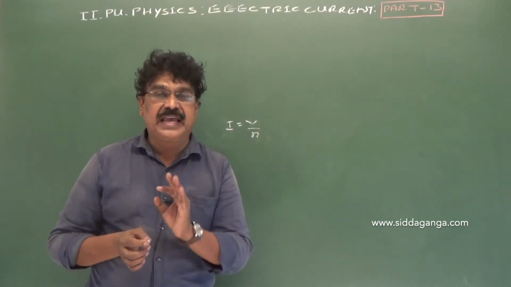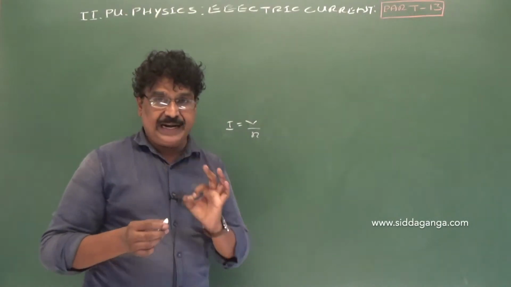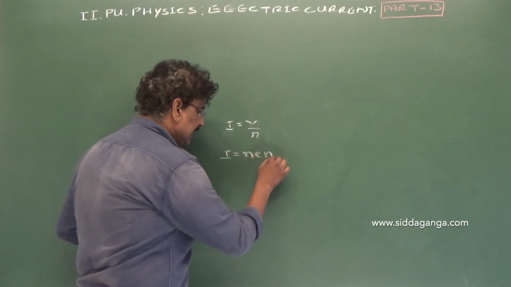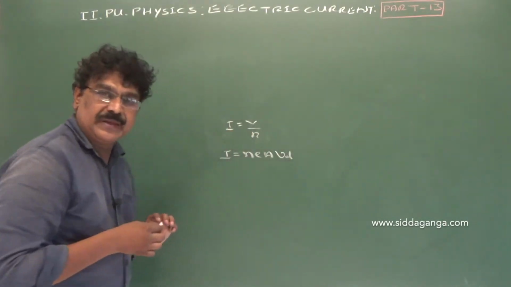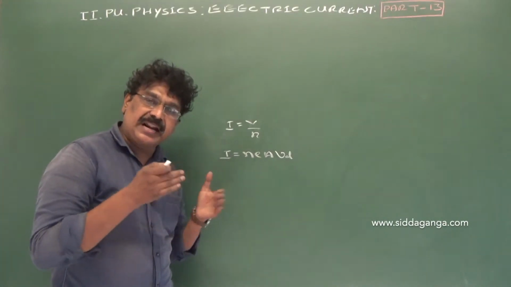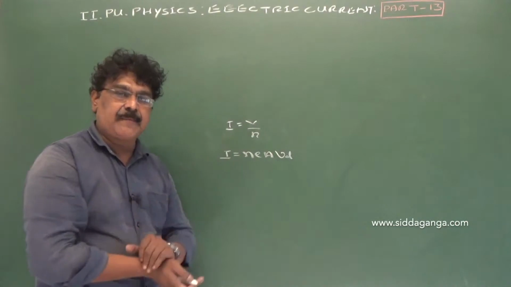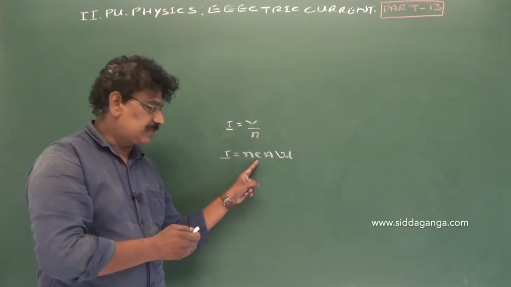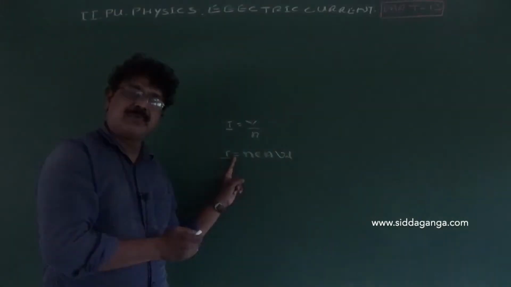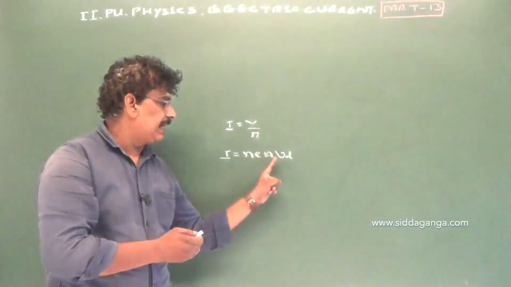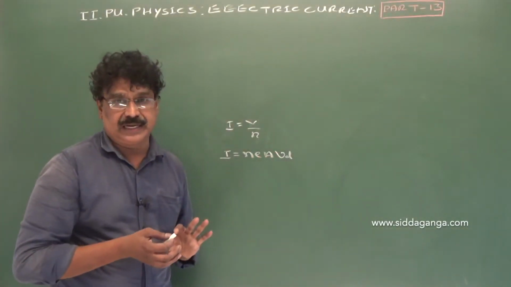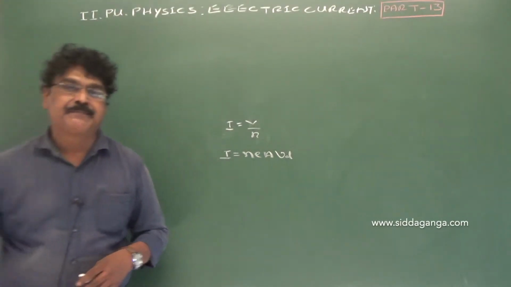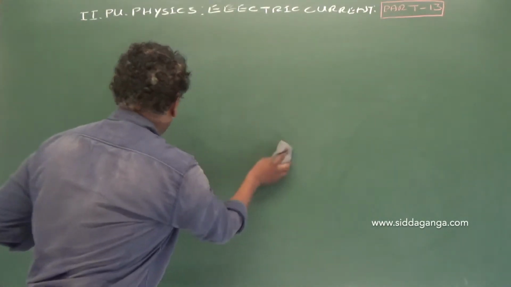Now we have found an expression for current through a conductor. Let us recall that one. I is equal to neAvd. This is the expression for current flowing through a conductor in terms of microscopic things: electric charge, area of cross section, number of free electron density, and drift velocity.